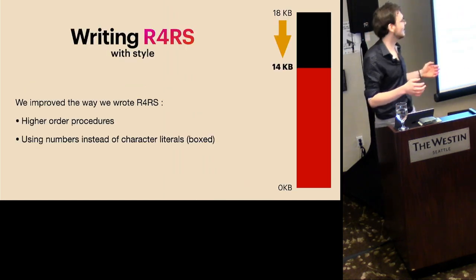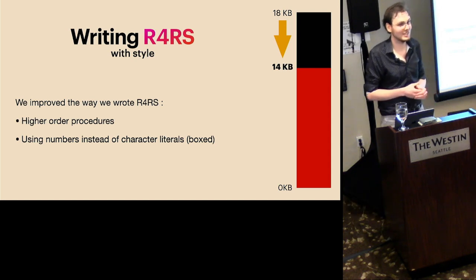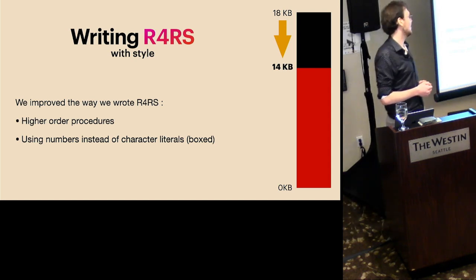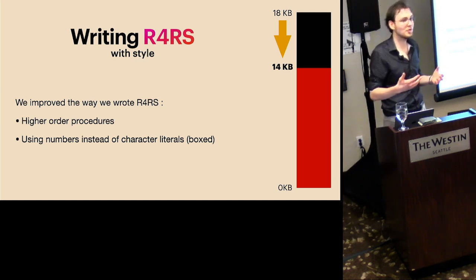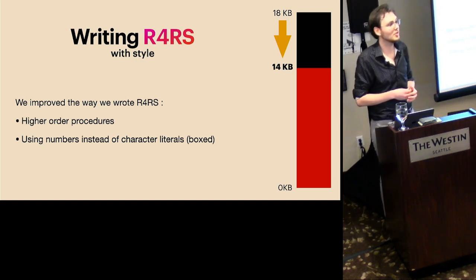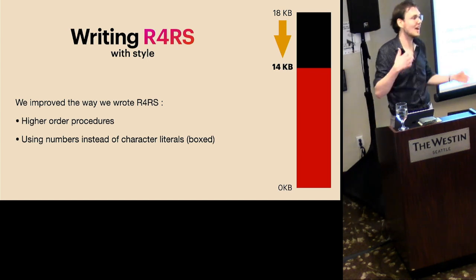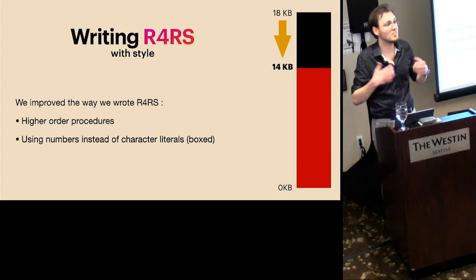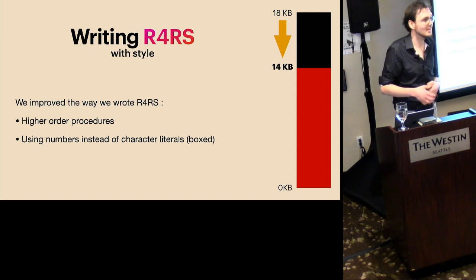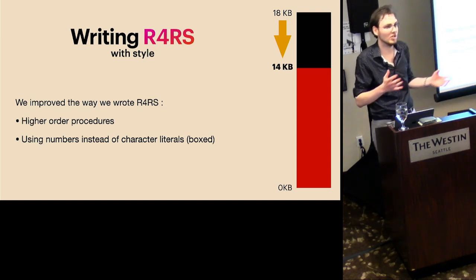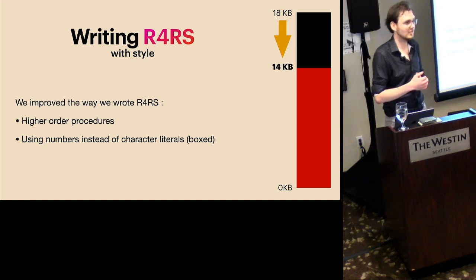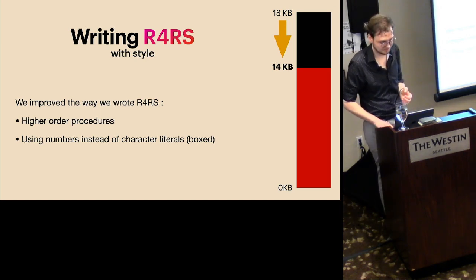The first thing we did is write R4RS with style. We rewrote the library a little bit, because our first way of writing it was not optimal for space. For example, using higher order functions or not boxing characters when dealing with I/O. These are simple techniques of transforming the code a little bit. We didn't do too much of it, just a little bit.